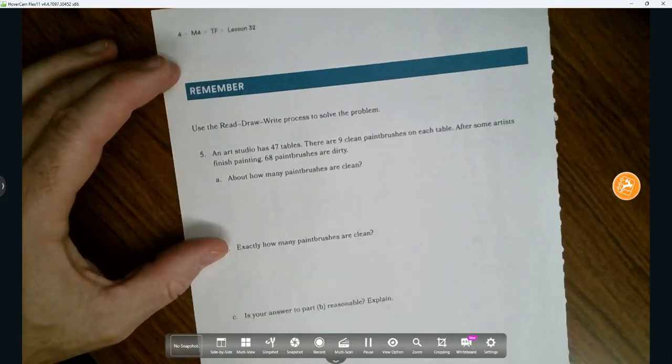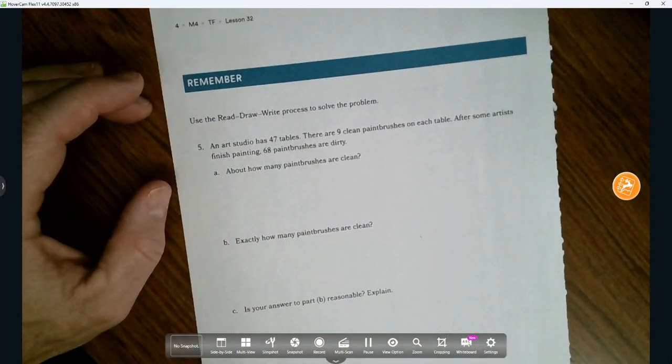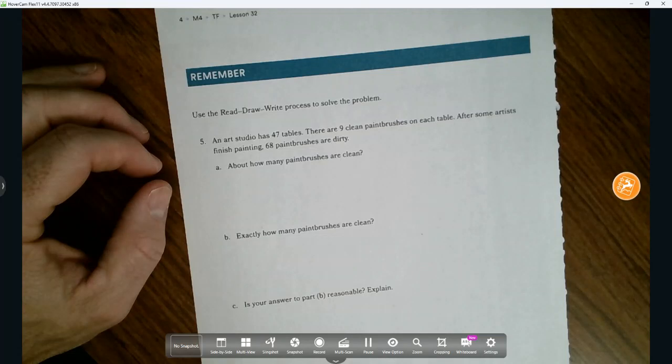Let's look at what we got in the back. It says use the read, draw, write process to solve a problem. There I go again. I don't know what's going on today.